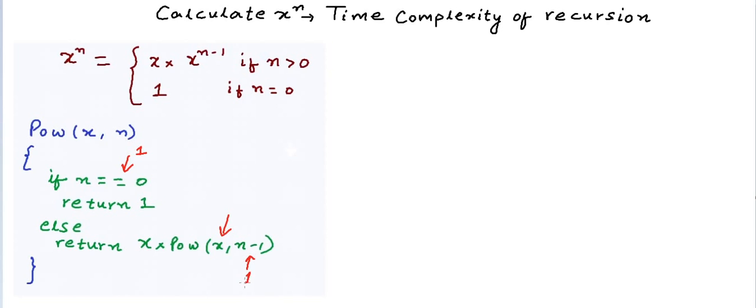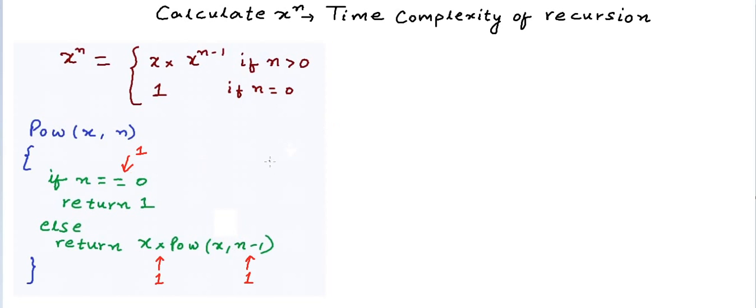So this is 1 unit of cost, and this multiplication is say 1 unit of cost, and let's say all other costs are negligible. Then if we were not making a recursive call, then the cost would have been only 3 units, or the cost would have been some constant. But because we are making a recursive call, the time taken varies.